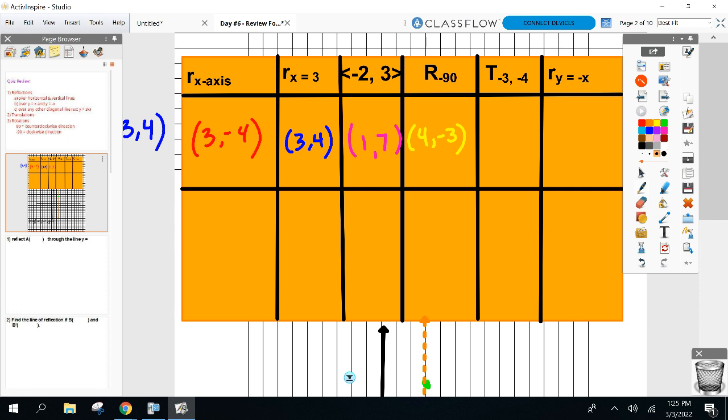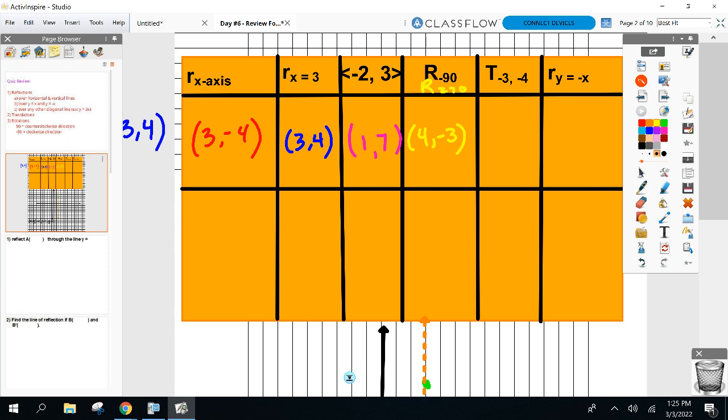Now, if you don't like turning your paper, memorize those rules in your packet. This is the same as the rule for a rotation of positive 270. Same thing. Memorize the rules if you don't like turning your paper. I got options for both.